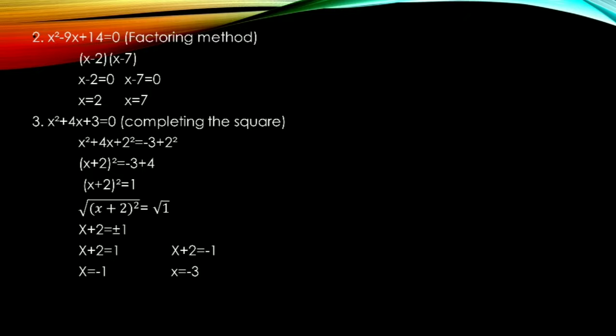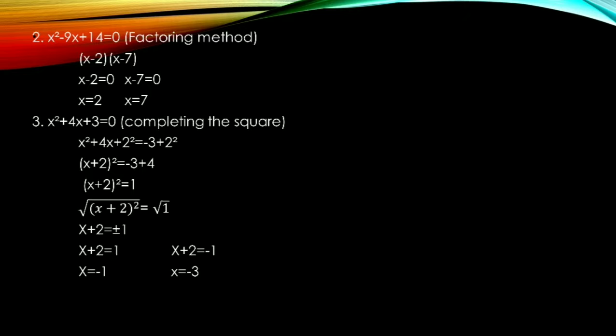So, x plus 2 equals positive 1. We subtract 2 from both sides. So, we get x equals negative 1. Then, x plus 2 is equal to negative 1. We subtract 2 from both sides again. So, x will be negative 3.